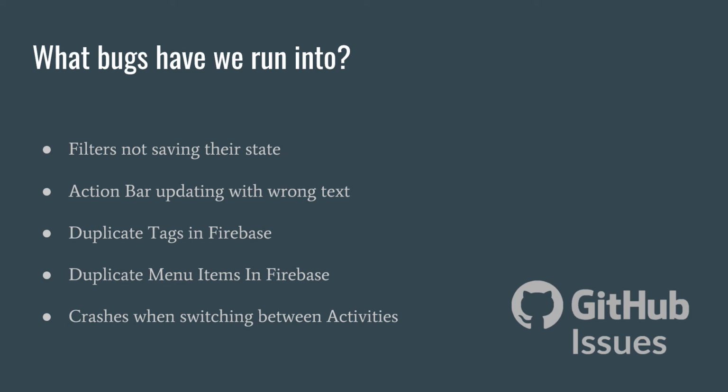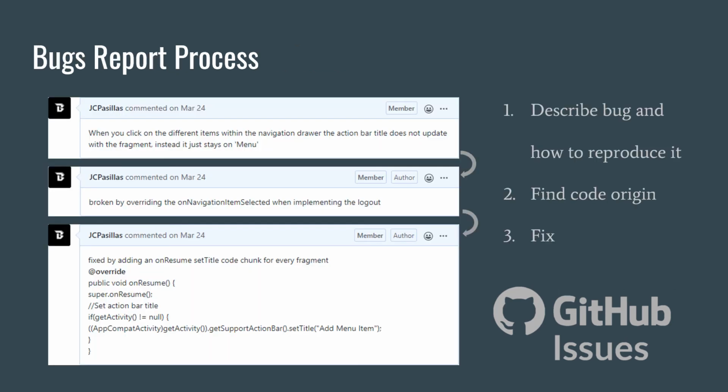To document these bugs, we utilized GitHub issues. The process we used to report and solve a bug was pretty simple. First, we document the bug by providing a short description of the problem and how to replicate it. If unknown, we ask the user to recall their last moments before the bug occurred.